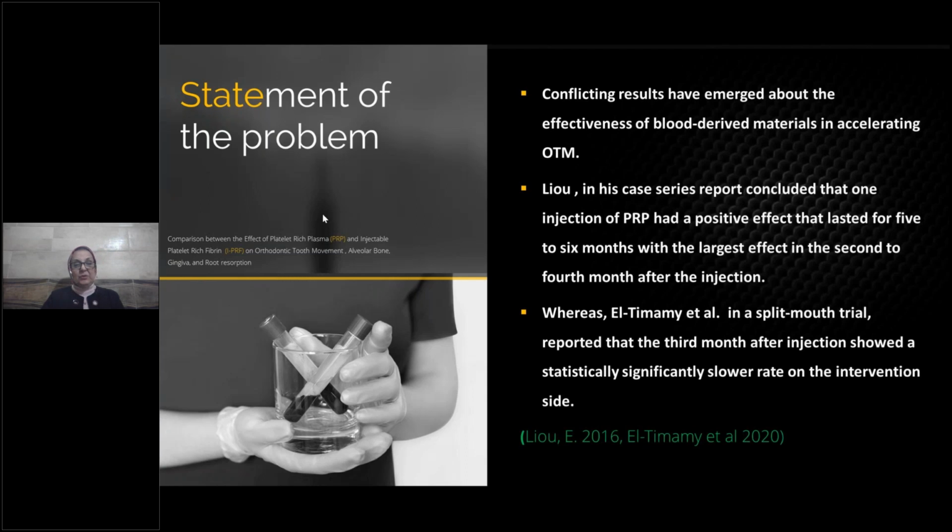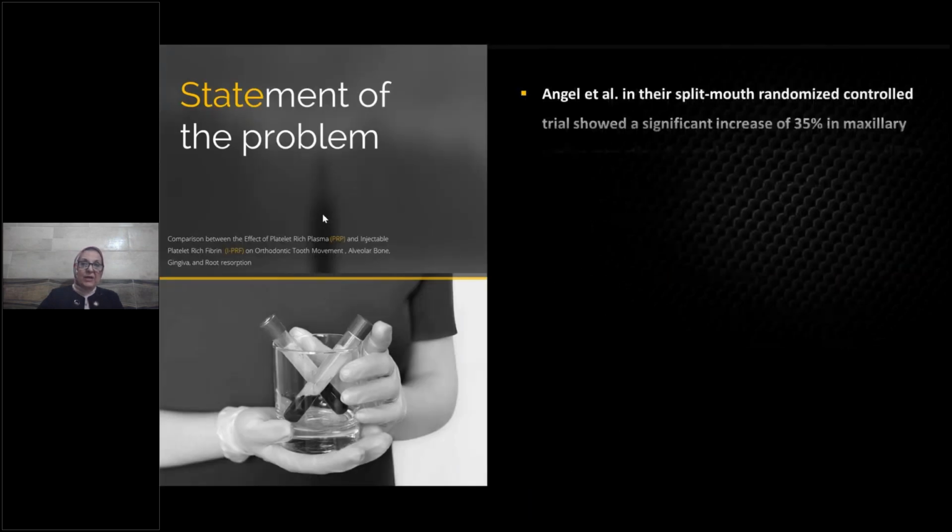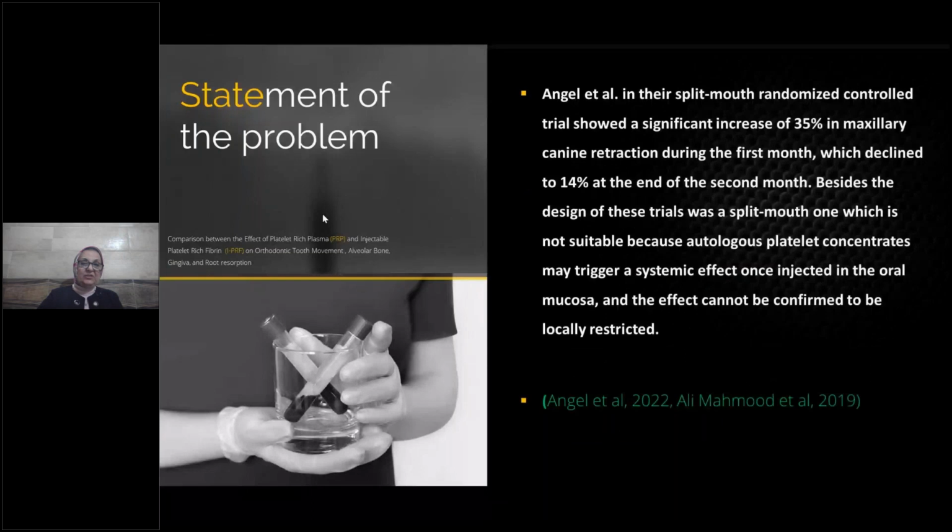Whereas El-Timami and his colleagues, in a split mouth trial, reported that the 3rd month after injection showed a statistically significantly slower rate on the intervention side. Angel and his colleagues, in their split mouth randomized controlled trial, showed a significant increase of 35% in maxillary canine retraction during the 1st month, which declined to 14% at the end of the 2nd month.